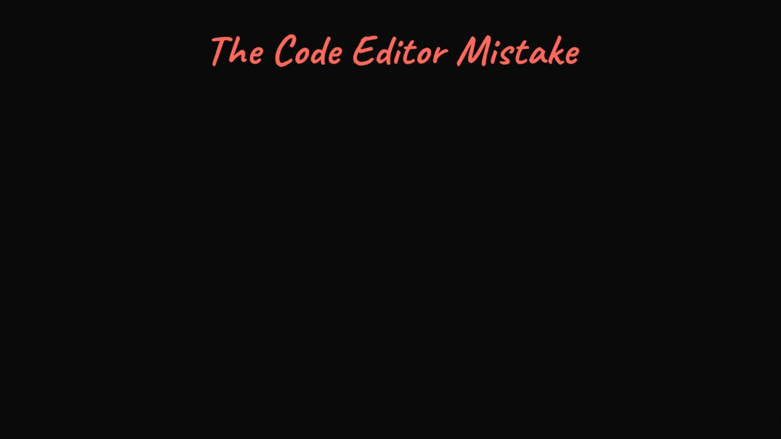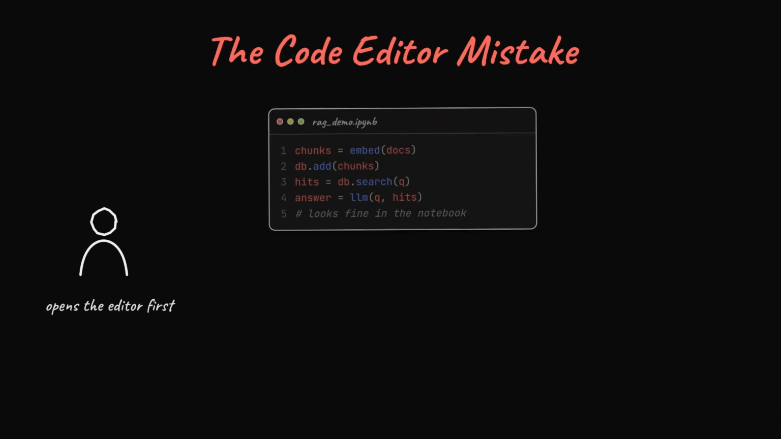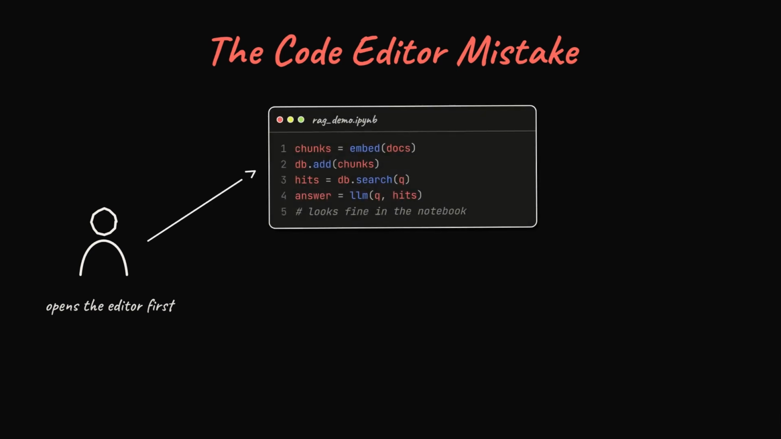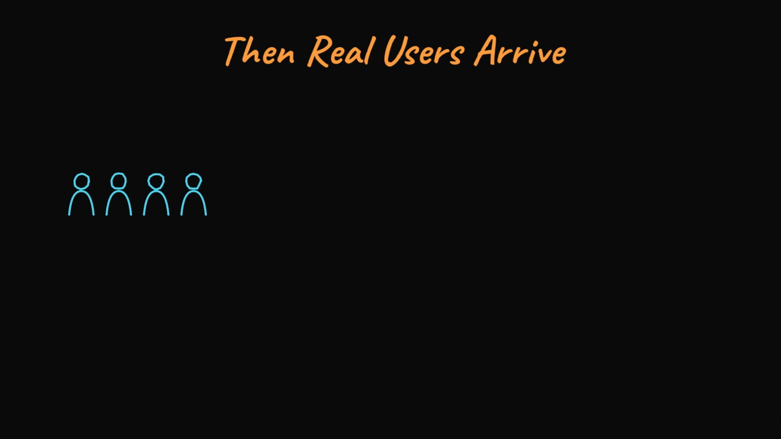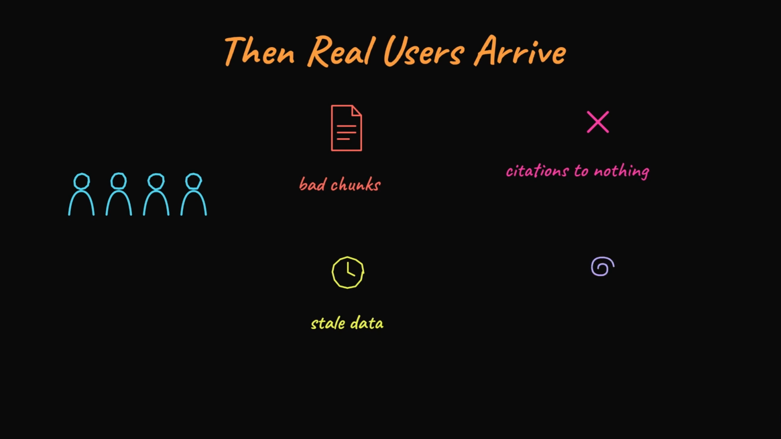Most people building a RAG system open their code editor first. That's the mistake. You get a basic version working in a notebook. It looks fine with your 5 test questions, and then real users start typing real questions. Suddenly, you're chasing bad chunks, answers with citations that point to nothing, data that's gone stale, and a feedback loop you never actually built because you never planned for it.